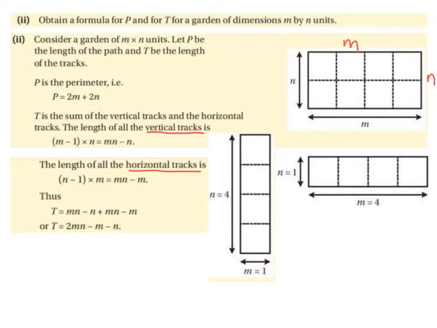Now we know that to figure out a formula for all of the tracks, we need to add together the vertical tracks and the horizontal tracks. So it's going to be both of these formulas added together. It's going to be mn plus mn, which will be 2mn, and minus n minus m. So our actual formula for the length of the tracks is going to be 2mn minus m minus n.